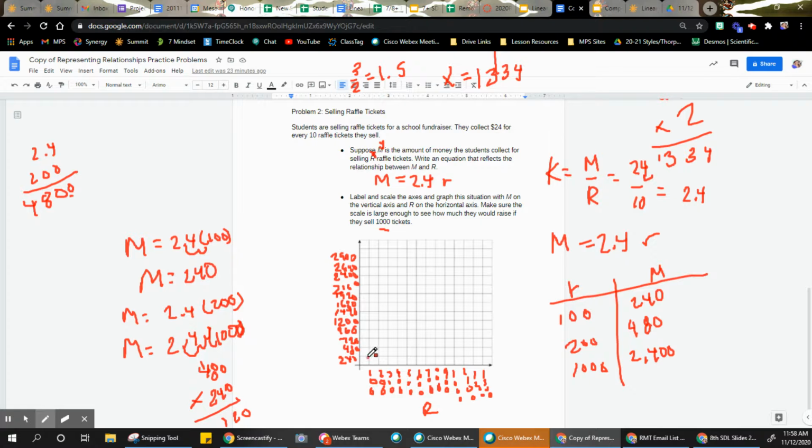So I'm going to put a point here, and then my point at 1,000 and 2,400, which is right up here. And now I'm going to draw my line. Oops, let's draw it as straight as I can. And there's my line.